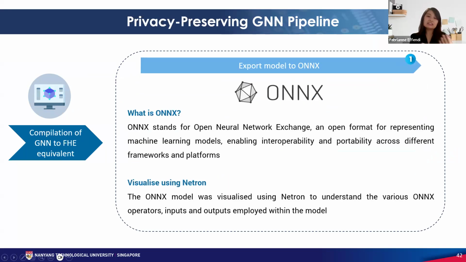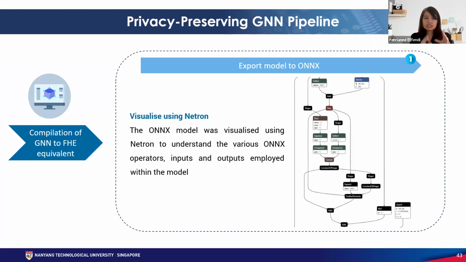ONNX stands for Open Neural Network Exchange, and it's an open format for representing machine learning models, enabling interoperability and portability across different frameworks and platforms. So this ONNX model was visualized using Neutron to understand the various ONNX operators, inputs and outputs employed within the model. So for the neural network model, the GIN model, there are all these various operations under the hood that were being processed.